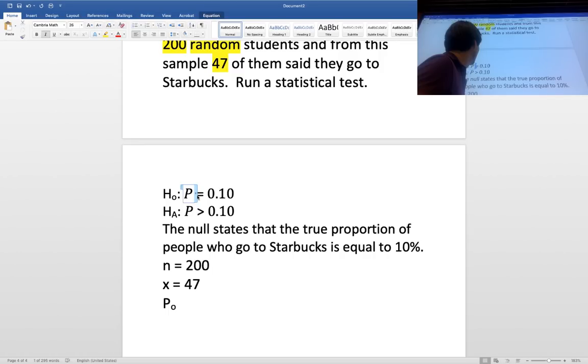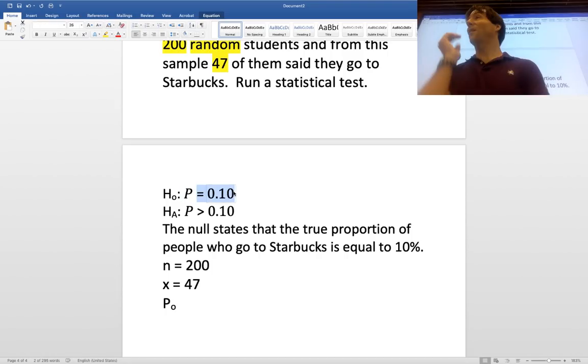If it had said, wanted to know if students go to Starbucks, just if they do or don't, the alternative wouldn't be greater than, it would be not equal to. Correct. If it said, do 10% of students go to Starbucks, then it would just be not equal to, if it gave no preference. And the reason we did greater than, you are correct, is because my question asked, do more than 10% of the students go to the new Starbucks? Great job.